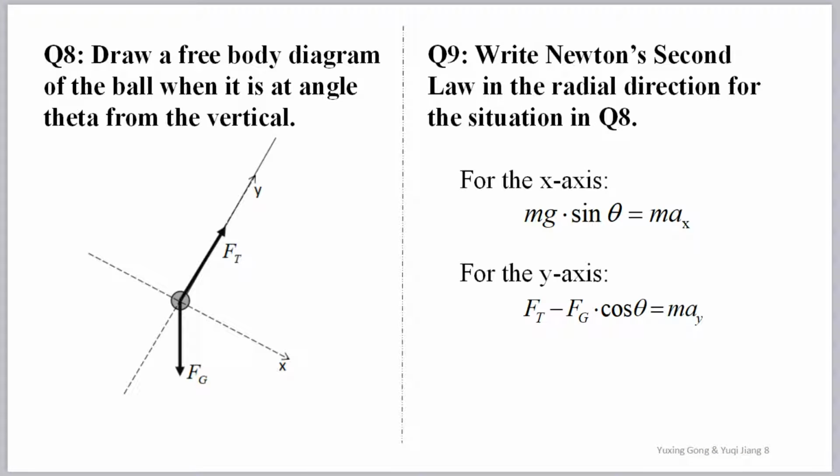Question 8. The ball has two forces: the gravitational force, which points down, and the tension of the thread on it, which is along the thread. Question 9. As you can see from the picture, for the x-axis, the equation is mg sine theta equals max. For the y-axis, the equation is FT minus mg cosine theta equals may.